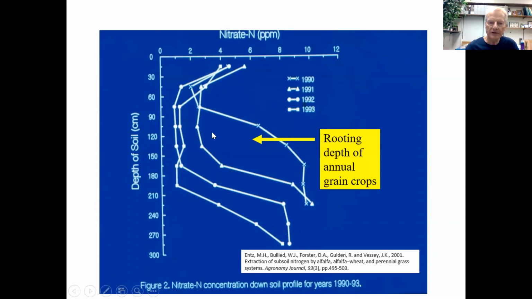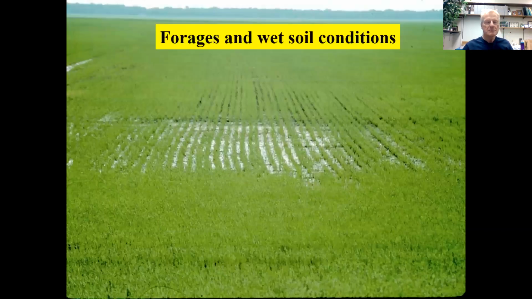And what we found is that in years 1, 2, 3, and 4 of the stand, you can see how effectively that alfalfa used the nitrogen down to 300 centimeters. You know, here we're at 5 feet, so or deeper. So it's a very effective way of extracting that.